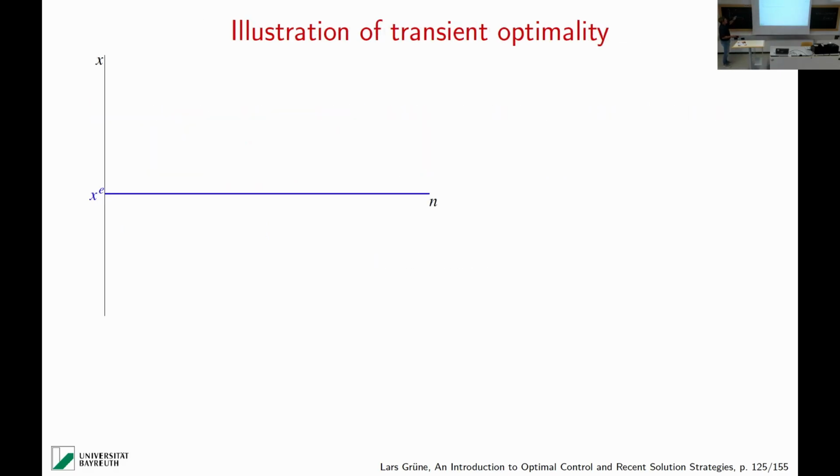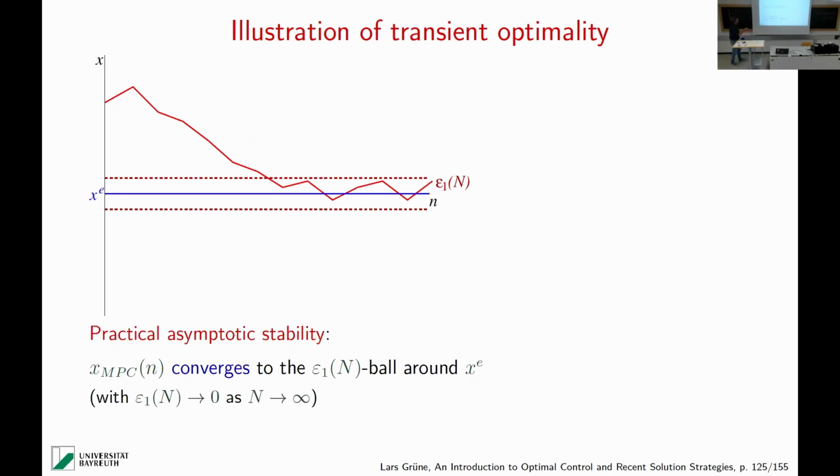Here time is on the axis, and N is the horizon. The blue line is the optimal equilibrium. What we can prove is that there is a certain neighborhood, epsilon 1 of N, such that if we do model predictive control, our solution will enter this neighborhood and then stay in there. What it does in there, we do not know. What we know is that the size of the neighborhood goes to 0 as N tends to infinity. So the longer we look into the future at each time step, the closer the solution will eventually become to the equilibrium.